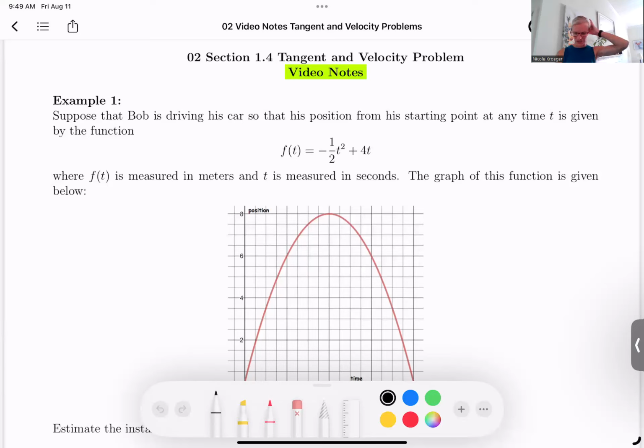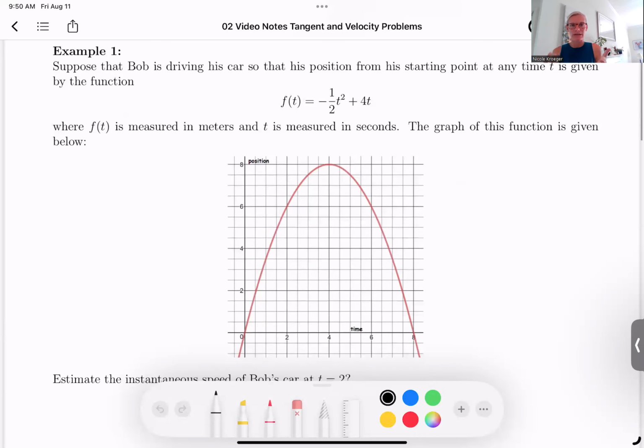So we've got this function here that I've given. f(t) is -1/2 t squared plus 4t. This tells us how far Bob is from his starting point at any time. So if I plug in 0 into that, I get 0 out. That tells us that at 0 seconds, he was at his starting point. If I plug the number 4 into that, I get 8 out. That tells us 4 seconds after he started moving, he was 8 units away, which I guess I measured in meters, so 8 meters away from his starting point, okay?